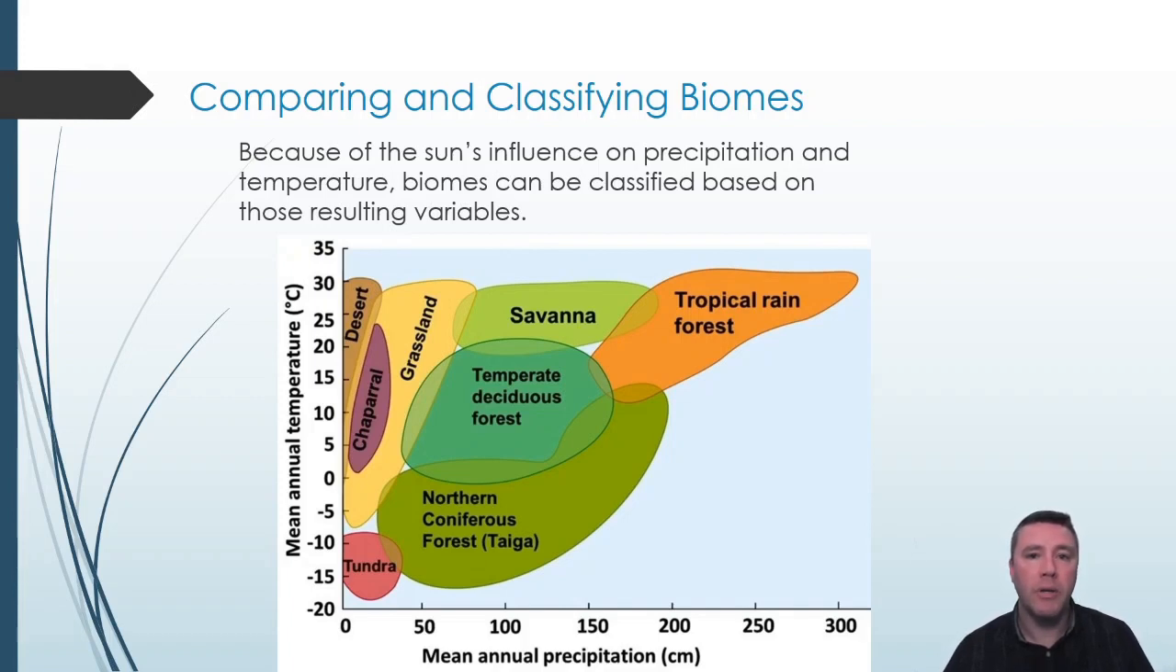We can also compare temperature differences between different biomes. The tundra biome experiences very little temperature variation throughout the year, perhaps 7 or 8 degrees Celsius, but a grassland biome can vary as much as 35 degrees Celsius.